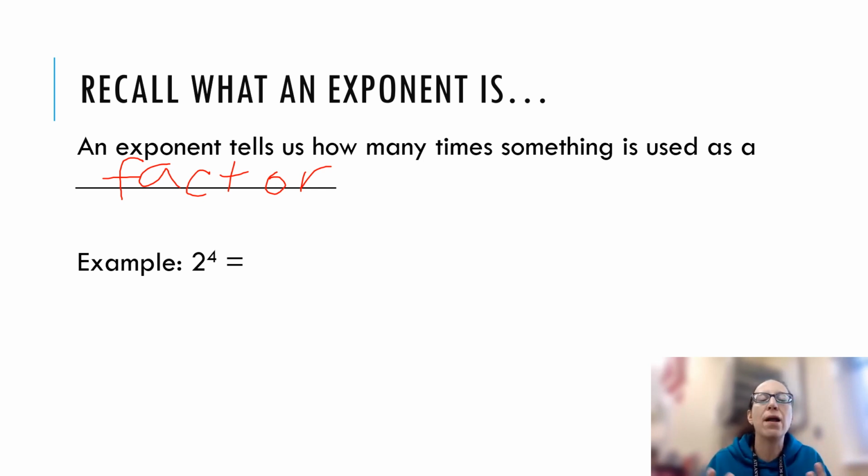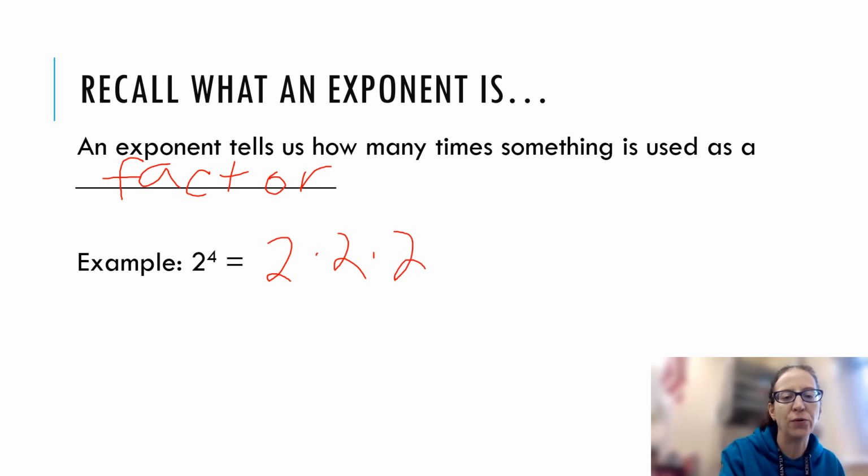Now, you might have heard it defined as how many times something is multiplied by itself. I used to define it that way, and then I had a student kind of pick apart the phrasing on that, and I'll show you what they meant. So, for example, we have 2 to the 4th power, and that is our way of writing 2 times 2 times 2 times 2.